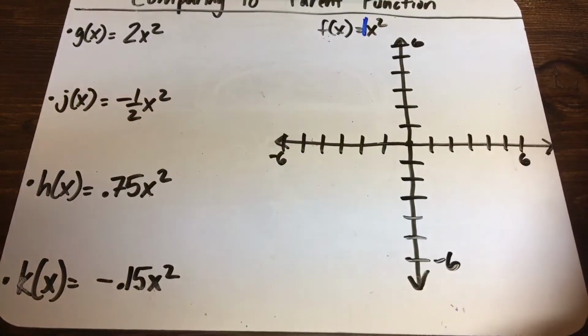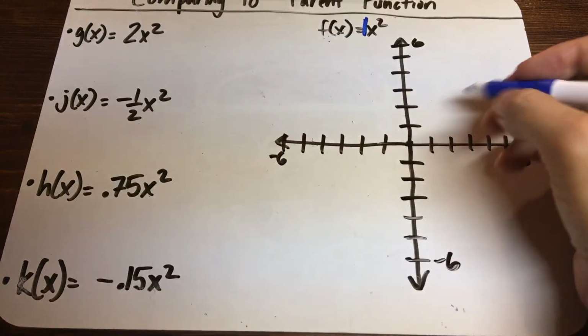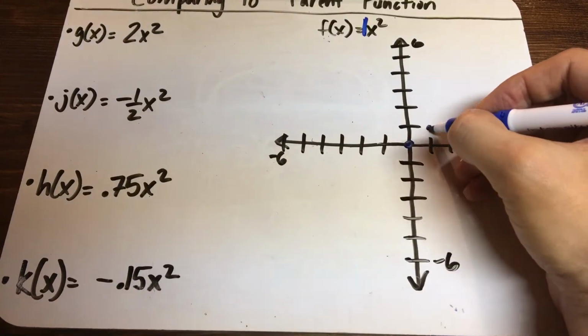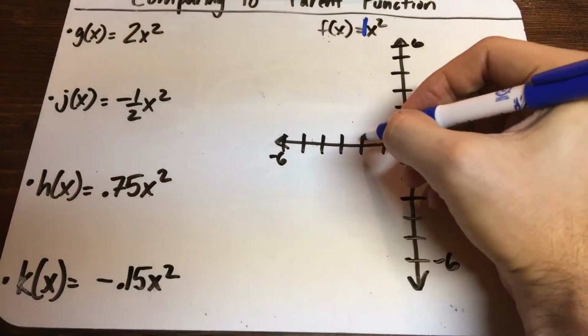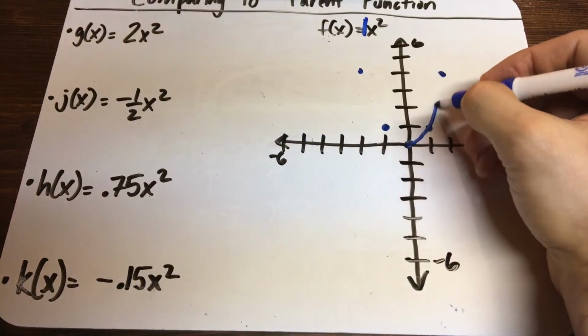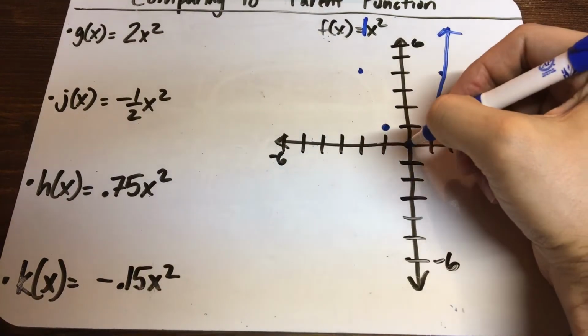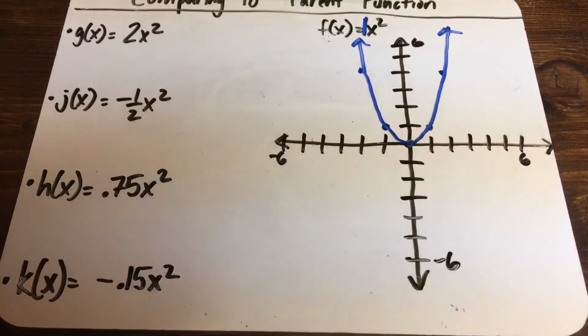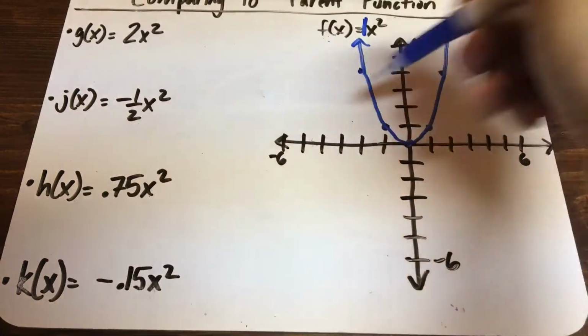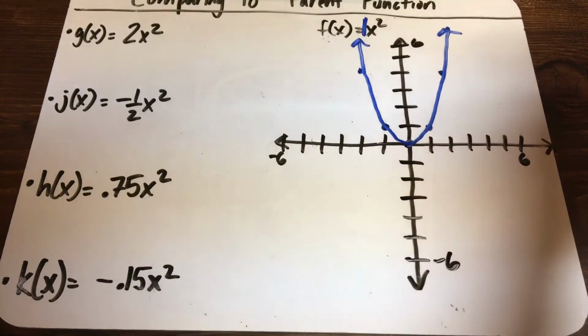That has 1x squared. So if I just put it on here, it would look something like this. 2 times 2 is 4, so I need to go up to 4. So here is the basic one, the parent one, the f of x equals 1x squared. That's the one right there. And now we're going to compare all these others to this one without actually graphing it. We can do that. Right?